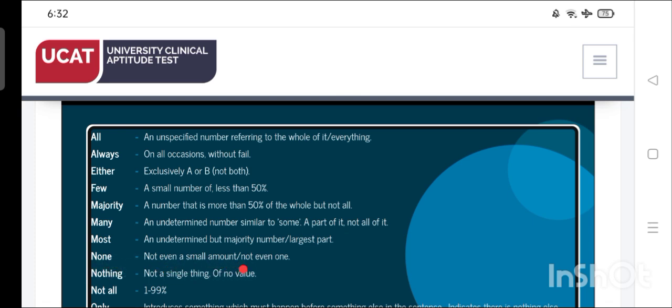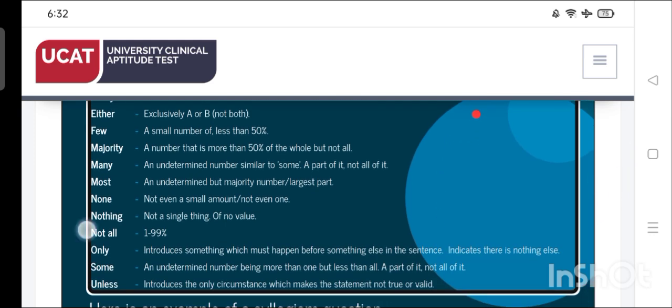None means nothing, not even one. Not even a small amount, not a few, just none. Nothing, not a single thing of any value. Again, something like none, not even one, not a single thing. No value it has.